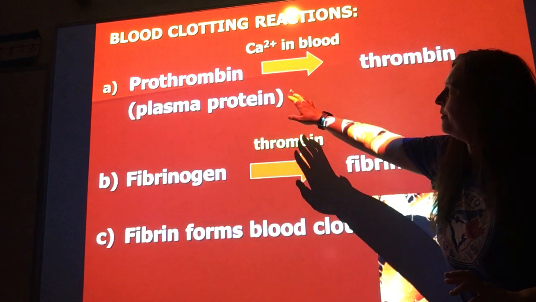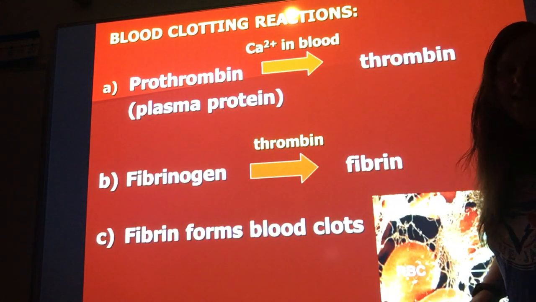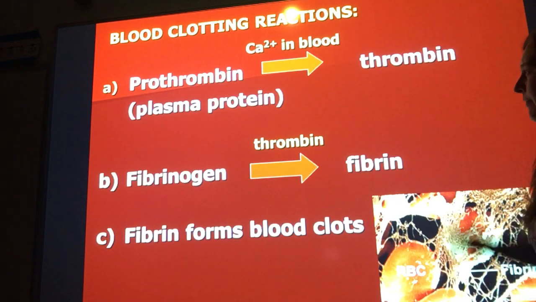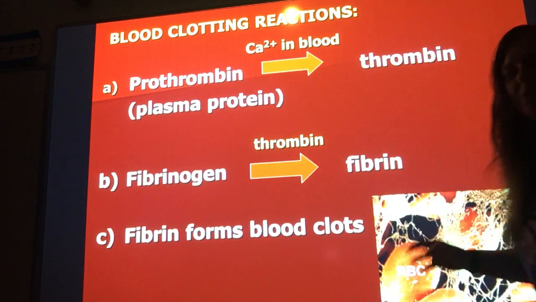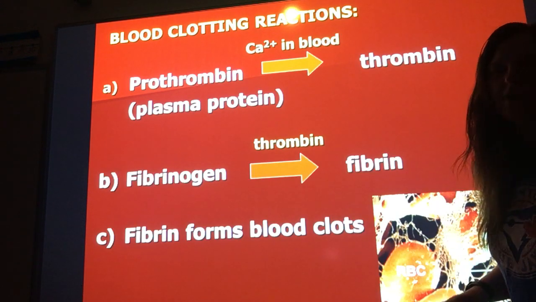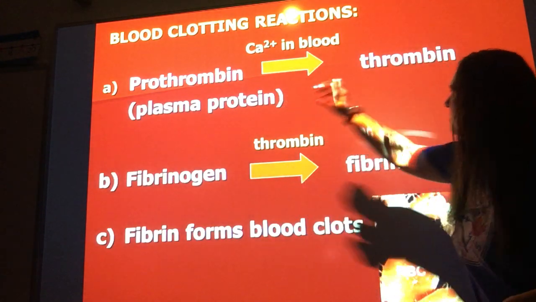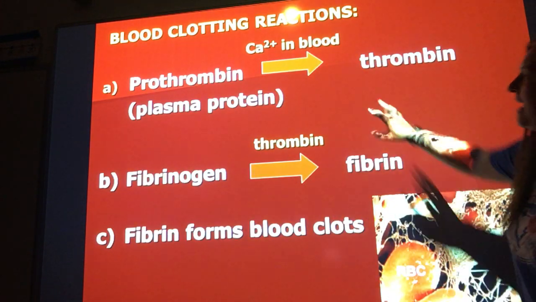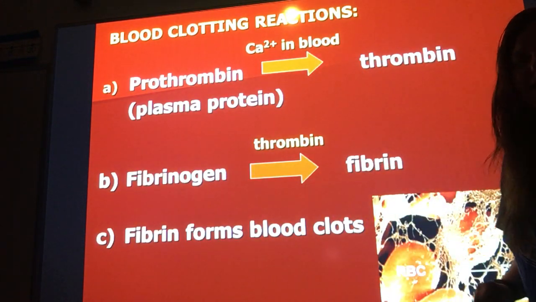So the first step is something called prothrombin. I did say that your plasma does have proteins. I don't think I listed them specifically this year, but we did say that your plasma contains proteins. One of the proteins you find in your plasma is something called prothrombin. Prothrombin becomes thrombin. That makes sense. Prothrombin to thrombin. But that reaction is initiated by something called calcium.